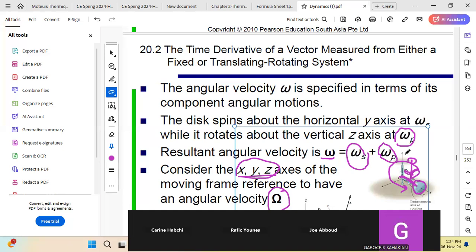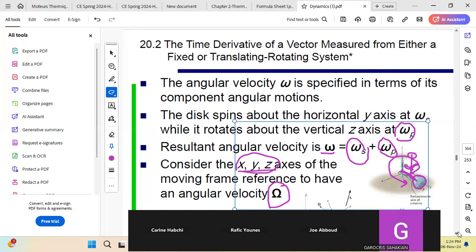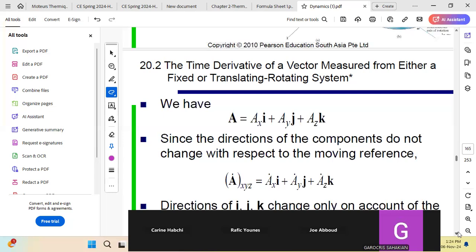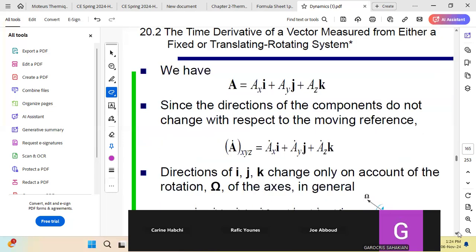And we'll see then, if we want to derive any vector in the absolute frame, how to relate it with its derivative in the rotating frame, okay? So let us discuss this now. So what is the idea? The idea is the following. If I define any vector, I can define it in a fixed frame, big X, big Y, big Z, and I can also define it in the rotating frame, in small x, small y, small z, okay?